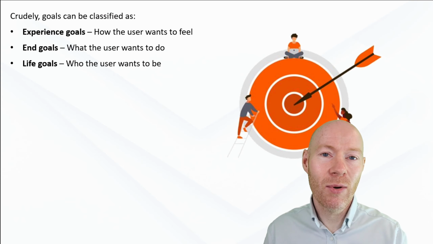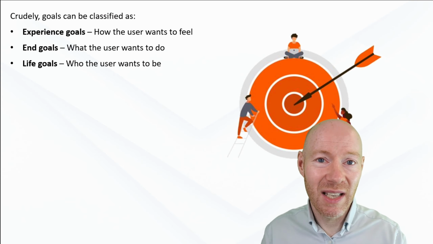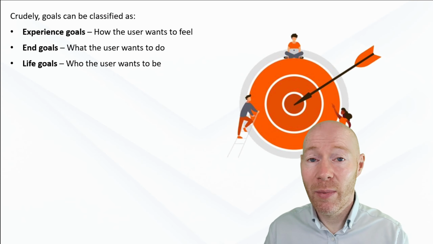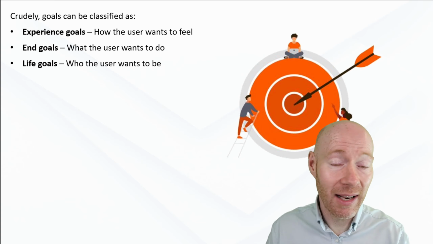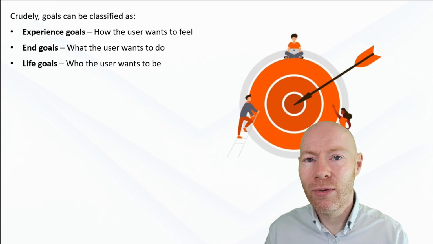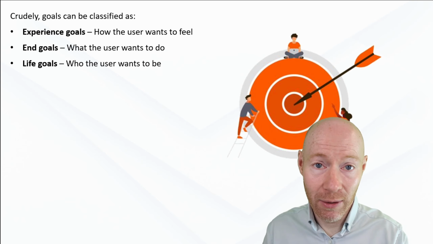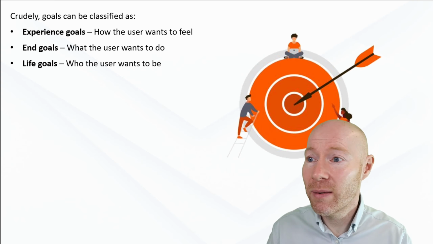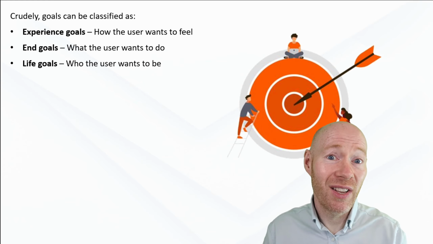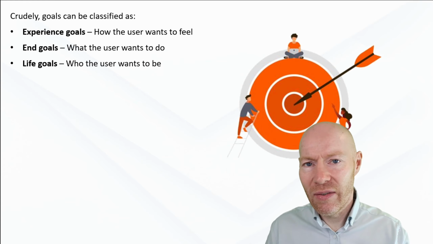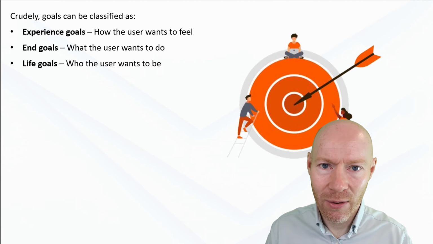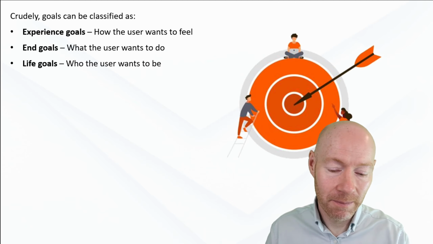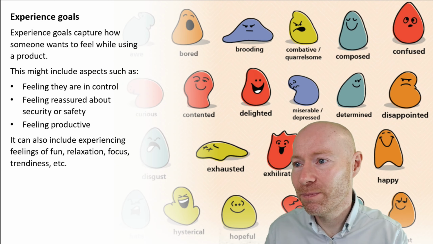Crudely, when we're thinking about goals, we can group them into different types. And if we're thinking about user goals, we have experience, end, and life goals. Experience goals are all about how the user wants to feel as they're using the software. End goals are what the user wants to achieve and to do. And life goals are about the type of person the user wants to be or to be perceived as being. So we'll look at each of these in turn.